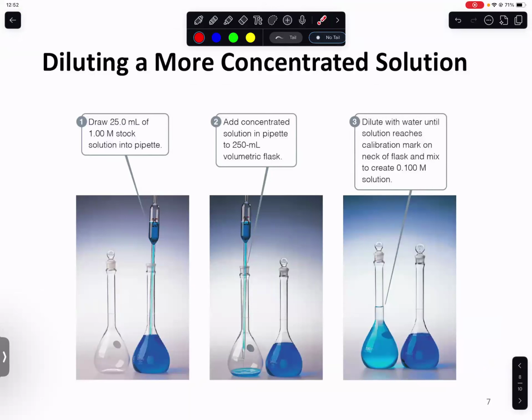This is another example of how dilution takes place, and it's very cool because it's a colored solution. You can see in the third image that we started with a dark blue solution, and when diluted it becomes a light blue, which is pretty cool.